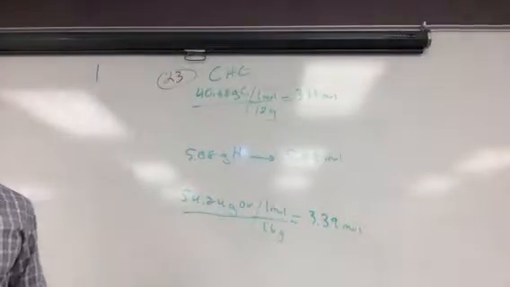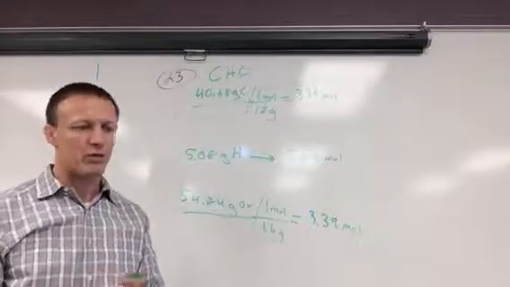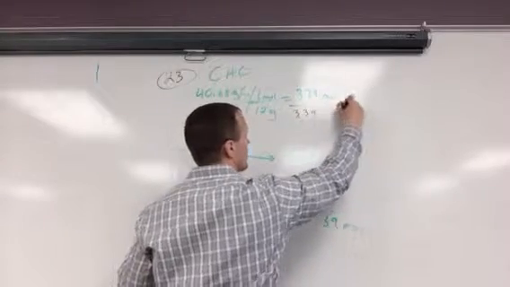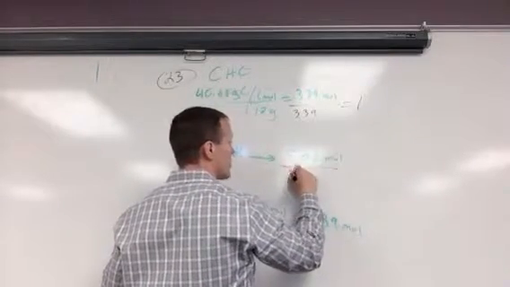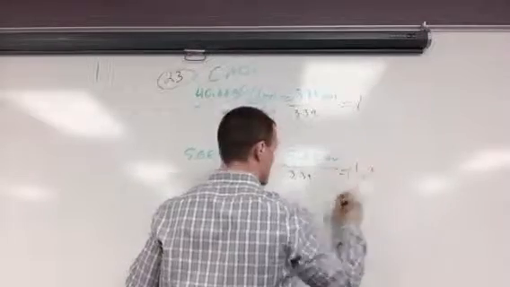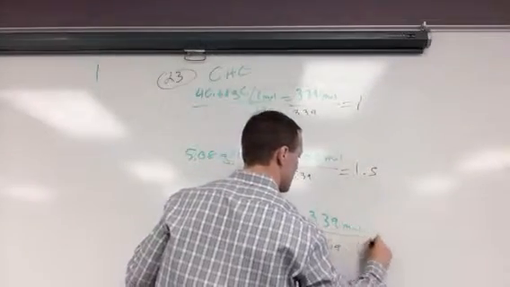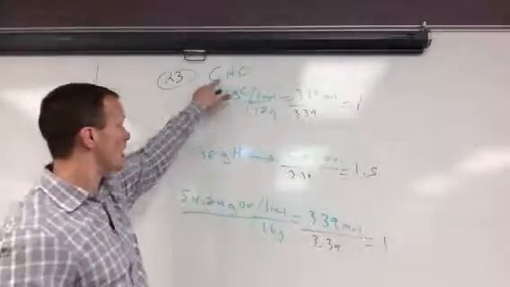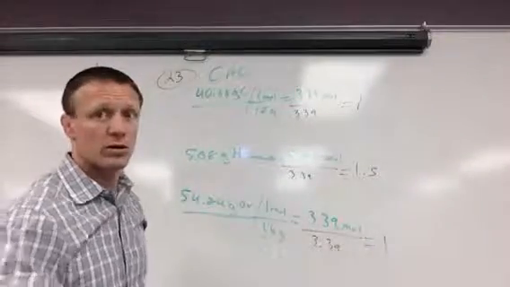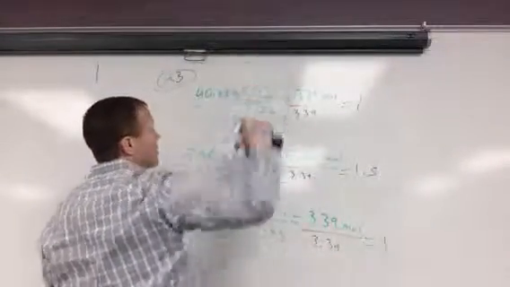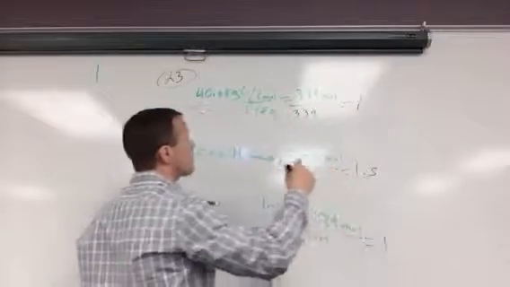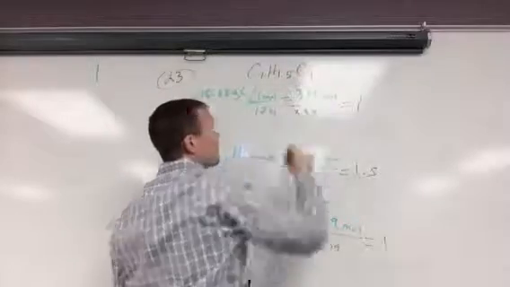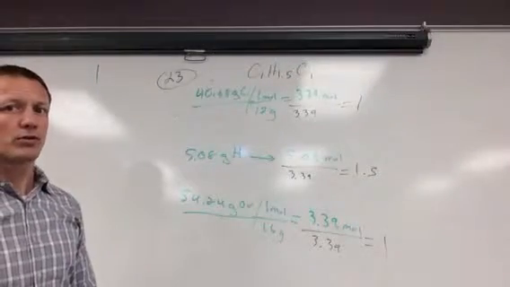Again, once we get that, we find the simplest ratio of them. So I'm going to divide them all by the smallest amount, okay, which in this case is 3.39. So divide this by 3.39 gives me 1. Divide this by 3.39 gives me 1.5. Divide this by 3.39 gives me 1. So we know we have a 1 to 1.5 to 1 ratio. So if I write my formula based on that, I can write C1 H1.5 O1. Still, it needs to be whole numbers.